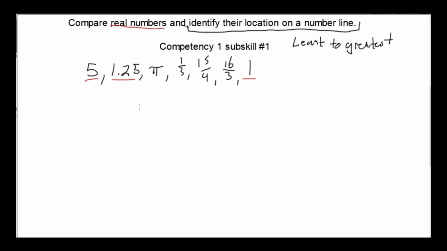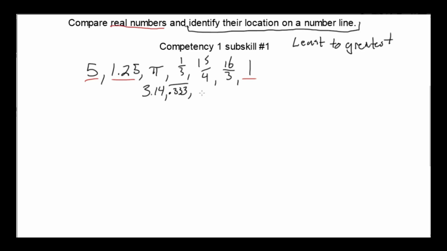I still have these 4 to worry about. So what can we do? Well, what I like to do is get everything into its decimal number form. So, as always on this test, we're going to use 3.14 as pi. And then we're going to have 1/3 is 0.3 repeating. Let's do 15 over 4.